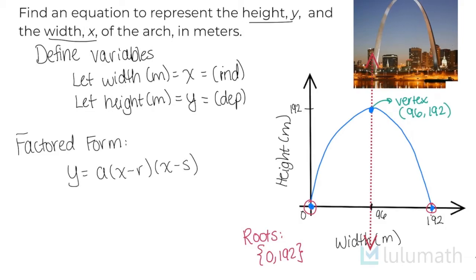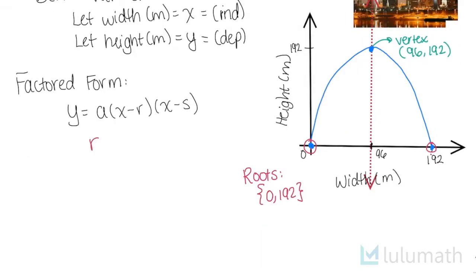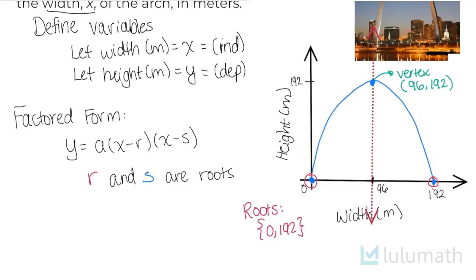So just a reminder that factored form is y equals a times (x minus r) times (x minus s), where r and s are our roots. So you can choose which root to be r and which root to be s. It's totally up to you. I'm going to use r as 0 and s as 192.